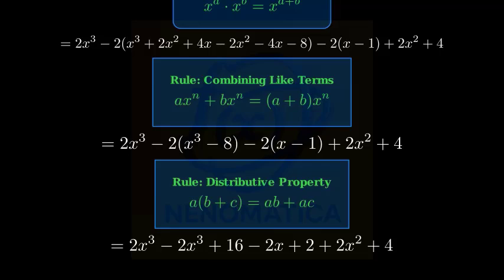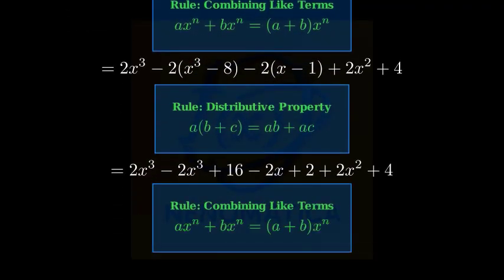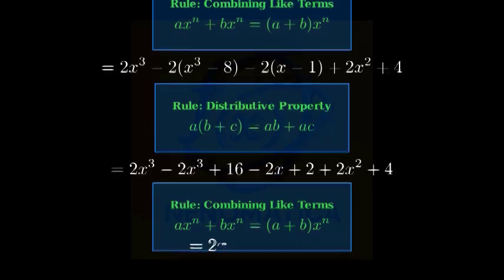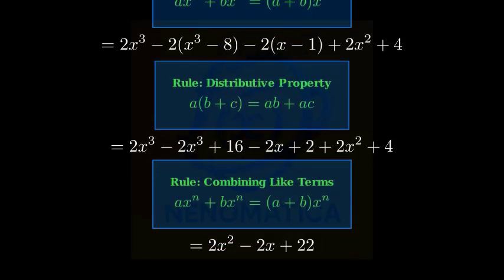Let's combine like terms in our overall expression. We'll group together terms with the same variables and exponents. The x cubed terms are 2x cubed minus 2x cubed, which cancel out to 0. We have 2x squared, which remains as is. The x terms are negative 2x, which remains as is. And the constant terms are 16 plus 2 plus 4, which is 22. So our final answer is 2x squared minus 2x plus 22.